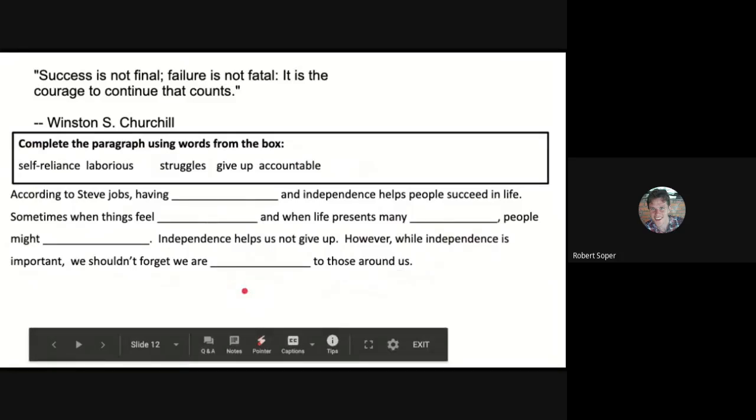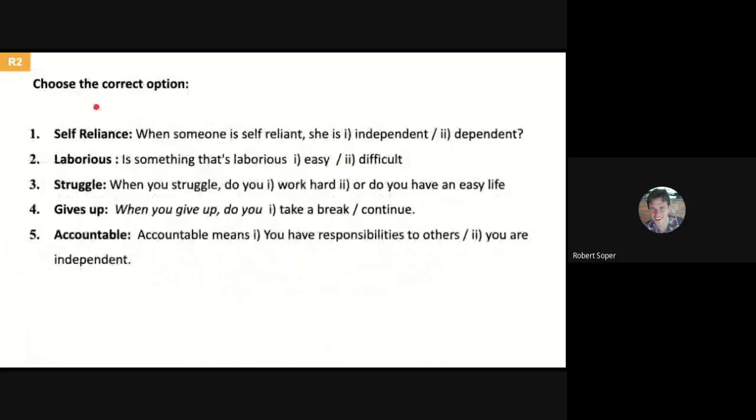Okay, before moving on from these words, we're just going to do some very quick exercises. So we're going to go through a quick example. Self-reliance. When someone is self-reliant, she is 1, independent, or 2, dependent. We're going to do this one together. And of course, the answer is independent. Self-reliant is when we are independent.